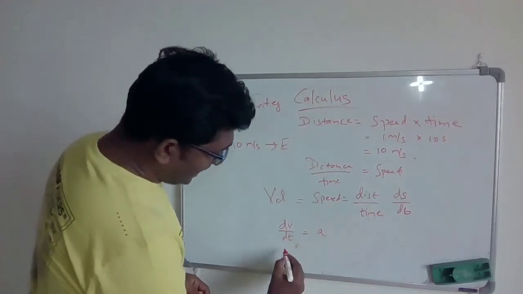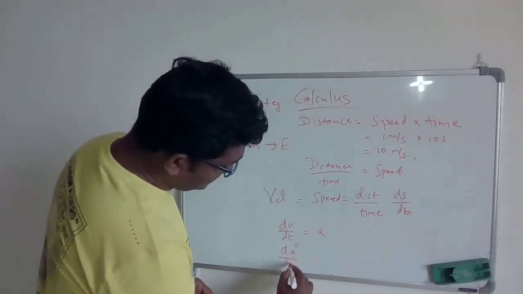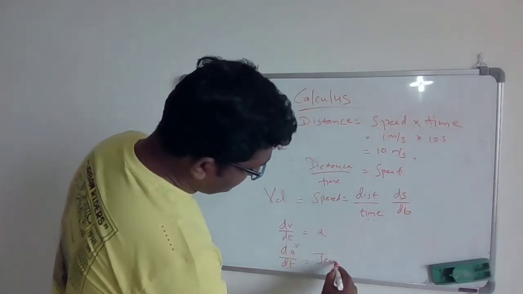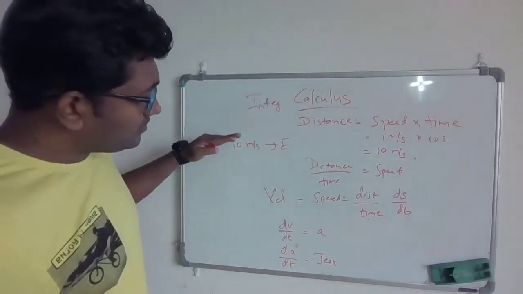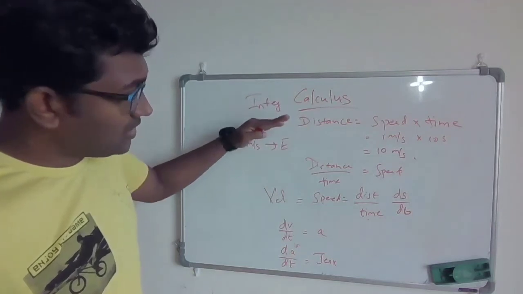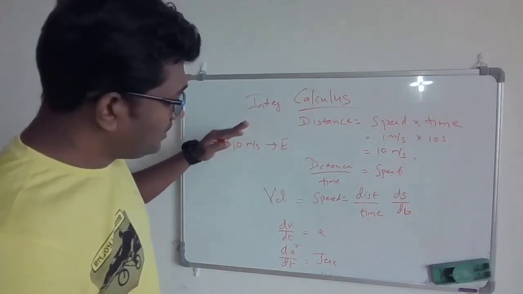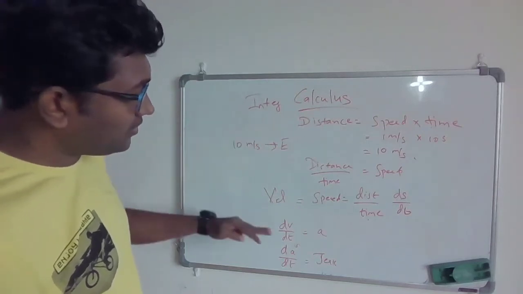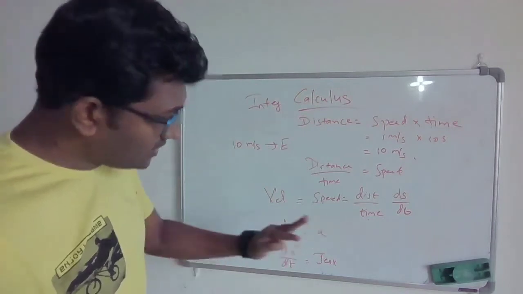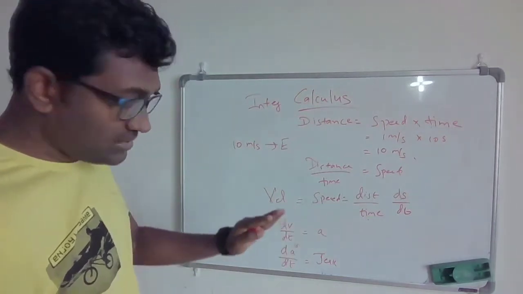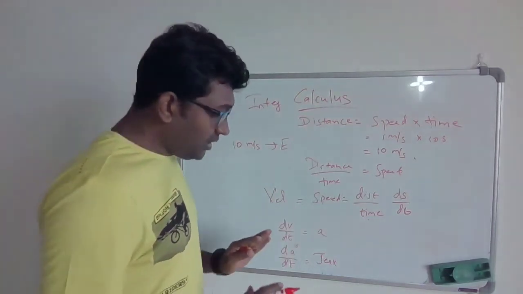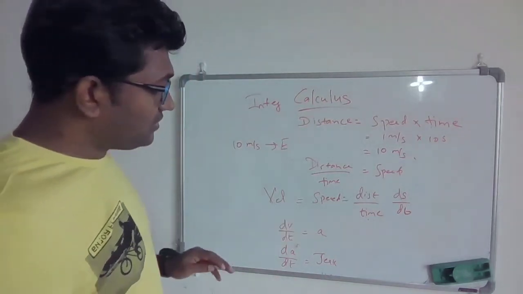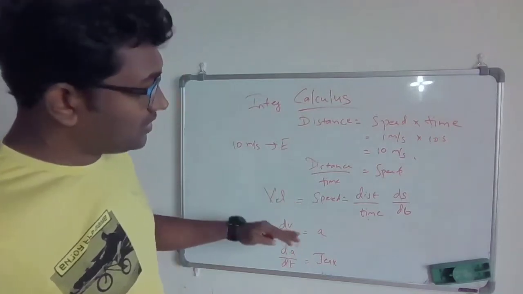The rate of change of acceleration with respect to time is called jerk. Imagine a car is going. When you press the accelerator, there is a change in acceleration with respect to time. That is called jerk. Whenever you press the accelerator, there is some jerky movement in the car. And the change in velocity with respect to time is called acceleration.